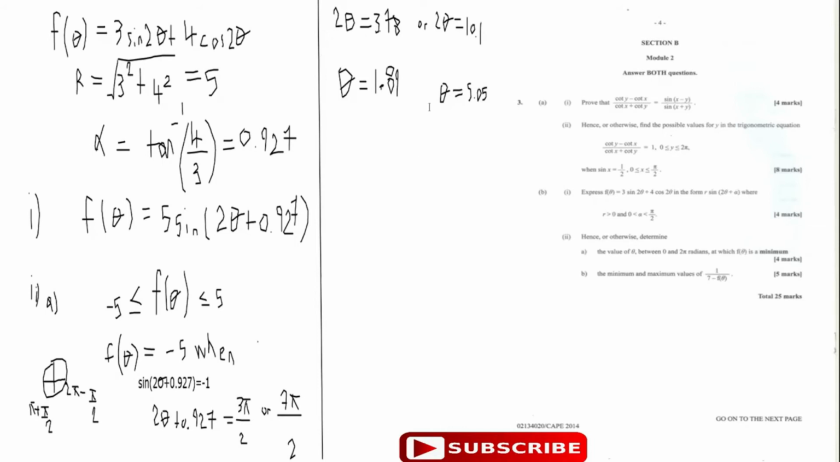These two are the answers. Any one of them is fine, 1.89 and 5.05. I know it says find the value, but both of them satisfy it. Now it says determine the maximum and minimum value of 1 over 7 minus f of theta. So let's do the final part of this question.